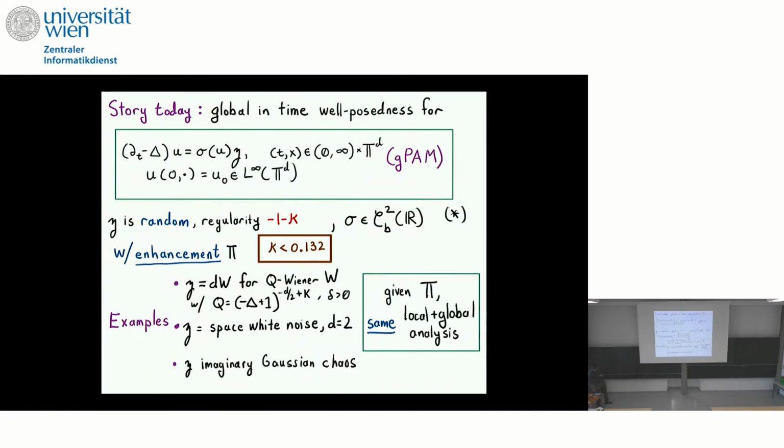And what I just want to say is, this whole story is happening in a kind of pathwise picture. And one of the things that we see in this picture is that once we have the enhancement, we can kind of fix the enhancement. And the local and global analysis is fairly insensitive to the particular distribution of the law of the noise. Okay, so we have a clean separation between analysis and probability.